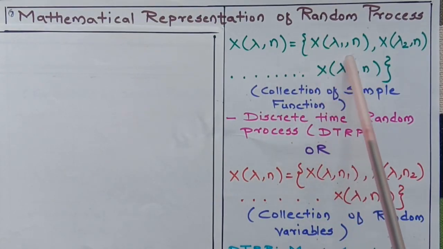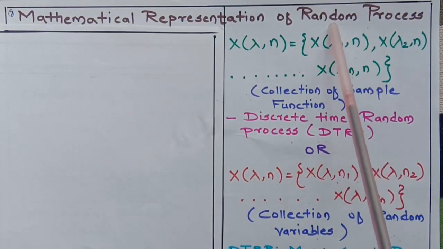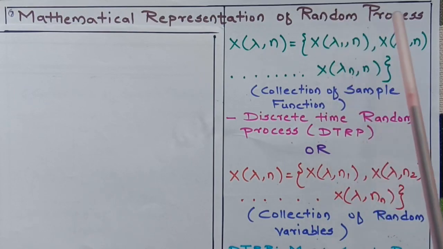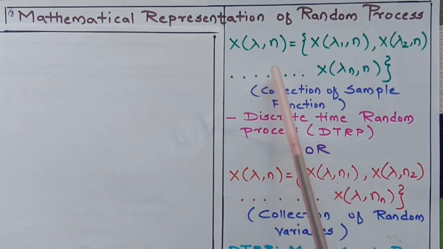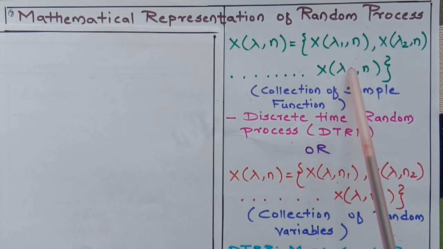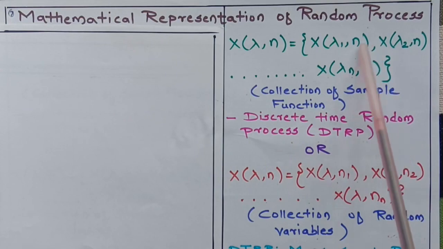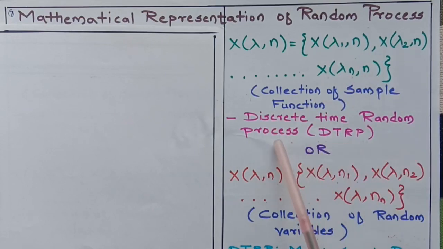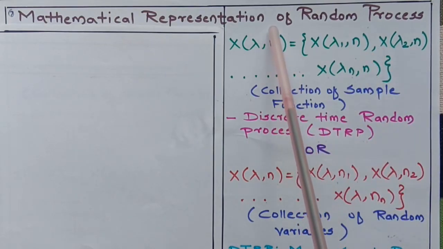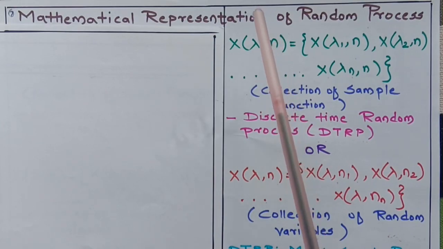So each one is going to tell you sample function 1, sample function 2, 3 and up to n sample functions. So the collection of these sample functions is called what? Discrete time random process. It is one and the same, just t is replaced by n.